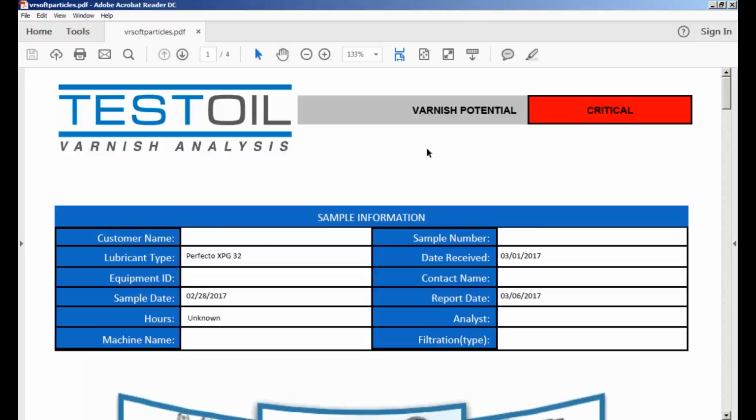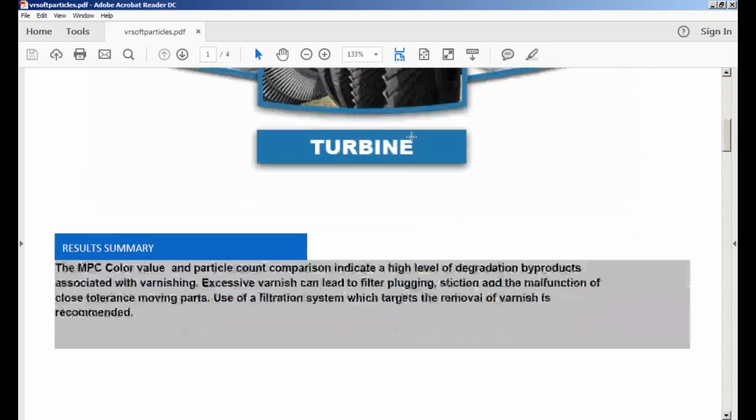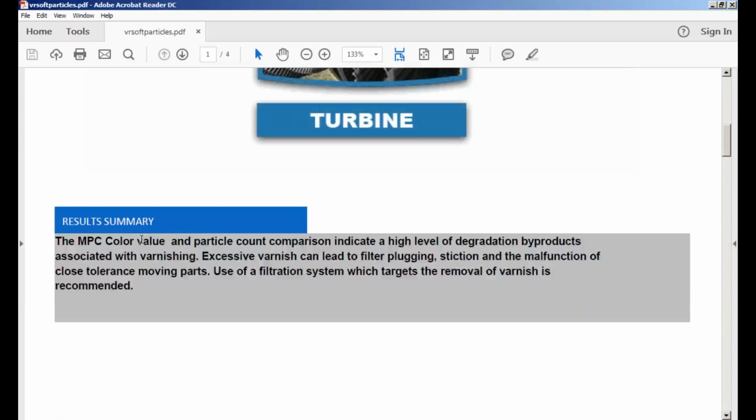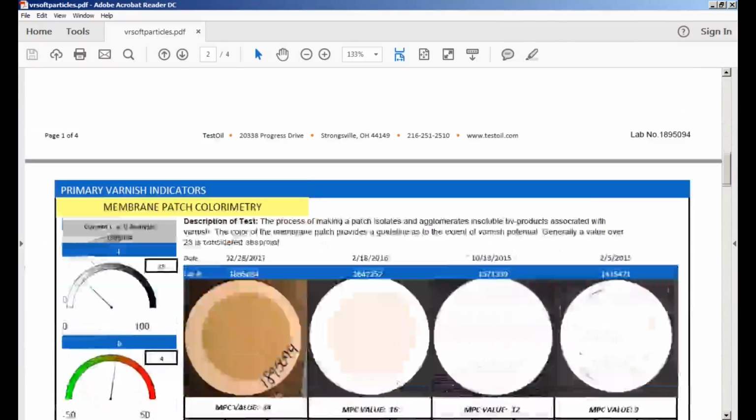All right, so I always like to start top down, already on the varnish potential critical. So I know that some of my primary indicators of insolubles are probably going to be an alarm on this report. All right, so page down, take a look at the summary. On the summary, we have MPC and particle count comparison. Okay, let's see what the report says.